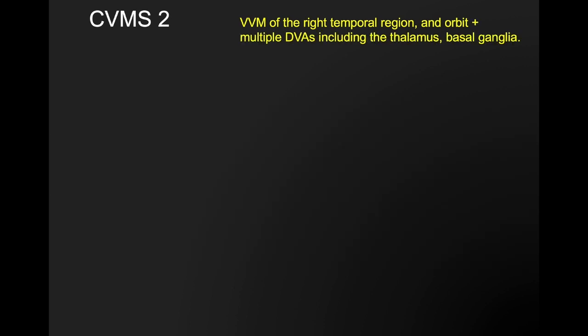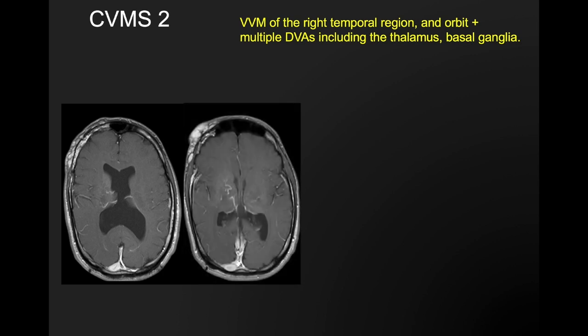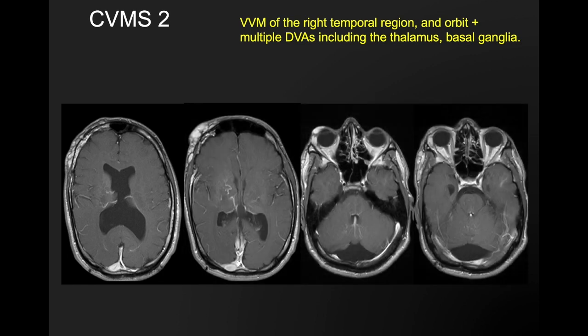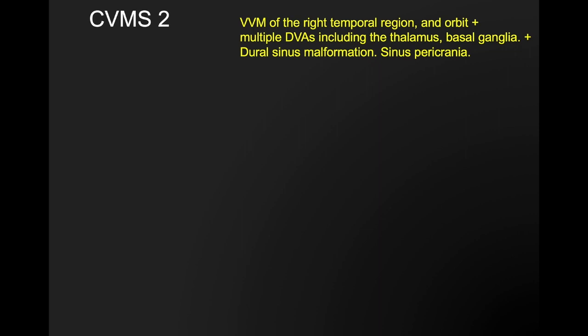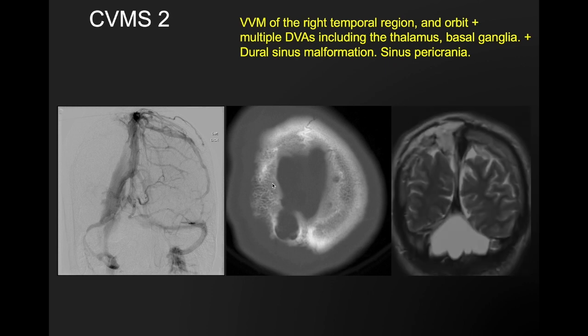And so this patient also had multiple developmental venous anomalies, including in the thalamus and the basal ganglia and the vermis and the left temporal lobe as well. So most of these DVAs developed in the same metamere as the orbits. That'd be consistent with the CVMS type 2, or essentially cerebrofacial venous metameric syndrome involving the second metamere. Patient also had a dural sinus malformation, so markedly enlarged torcula and superior sagittal sinus, as well as a sinus pericranii.